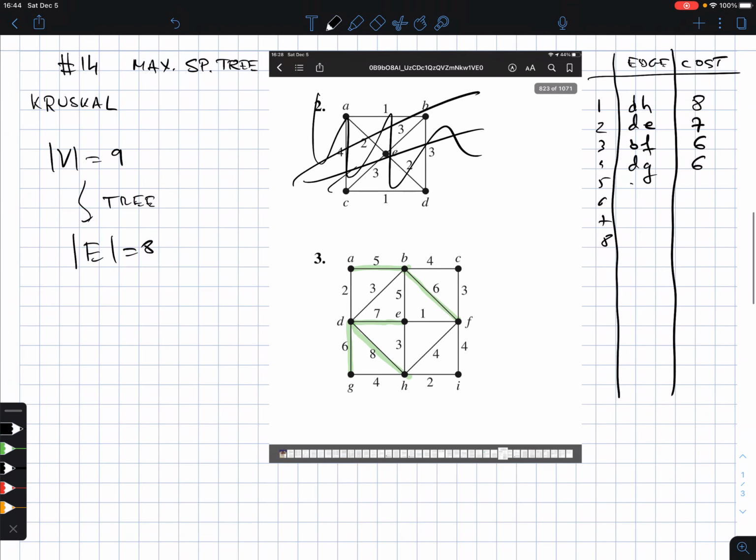So AB is 5. There's another 5 I can take. Now it connects 2 vertices that are already part of the forest, but they are in different trees, so I don't create a circuit. So this is what happens in this algorithm when you're connecting 2 vertices that already are part of your forest.